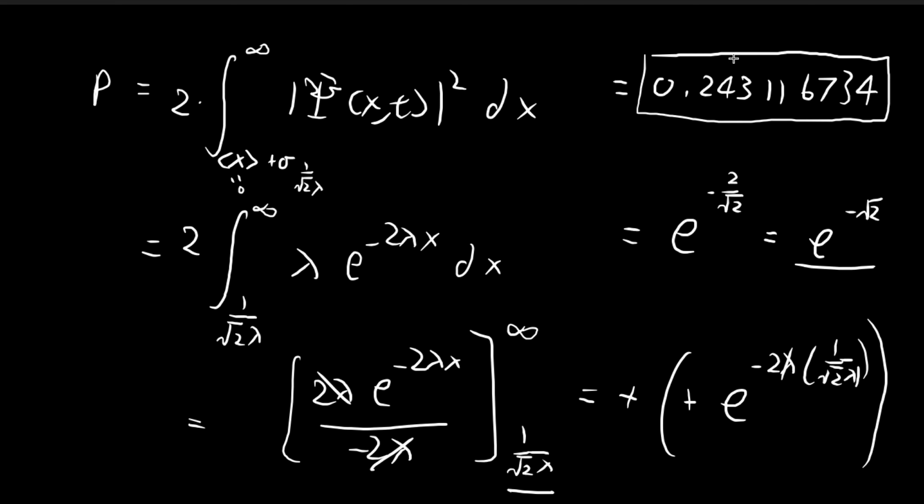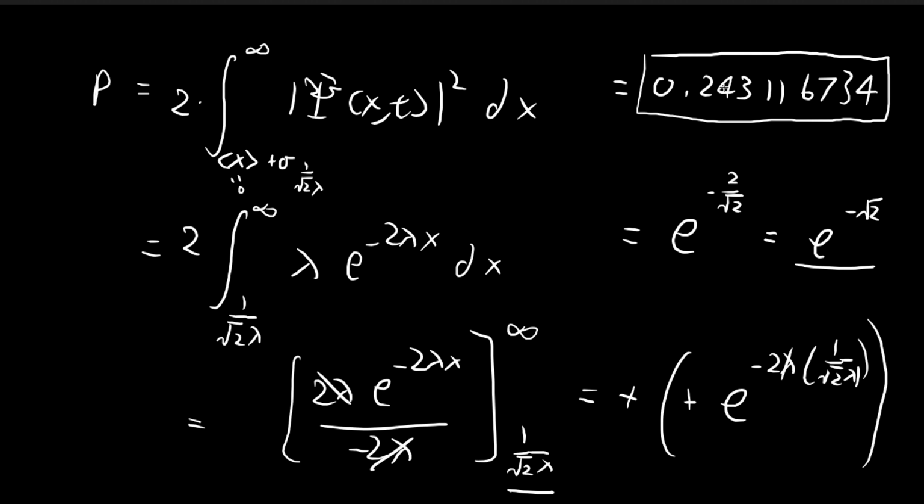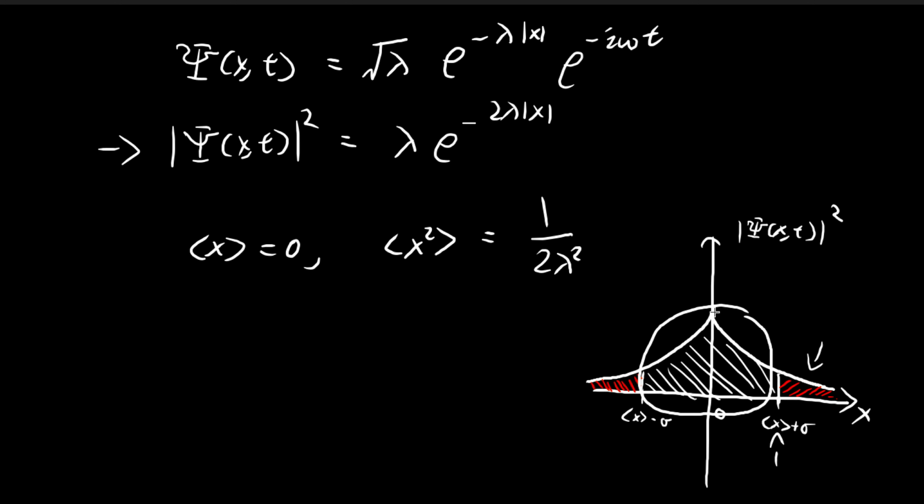You can see that this is, well, I wouldn't say this is a very small probability, but you can see that most of the probability resides within this region. The red region only accounts for around 0.24 of the total probability. The rest of the probability, 0.76, is within this region over here, within the spread of 2 standard deviations.